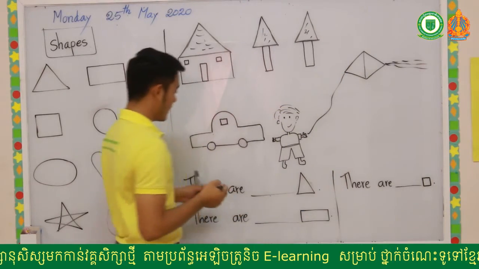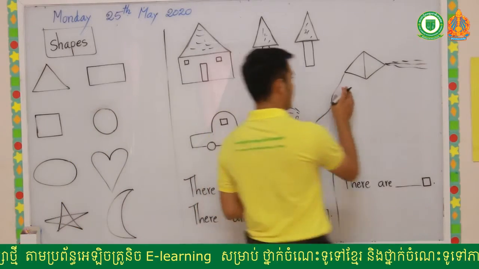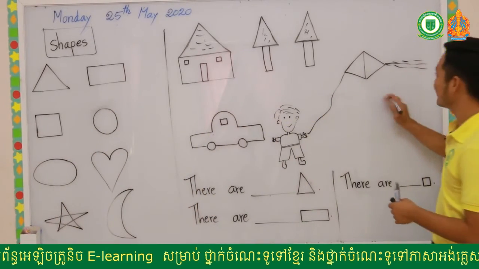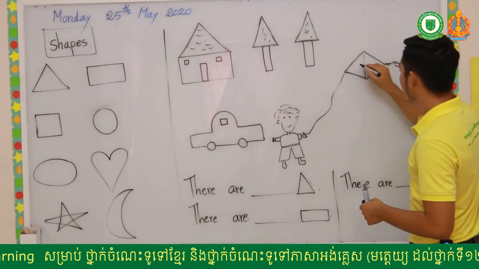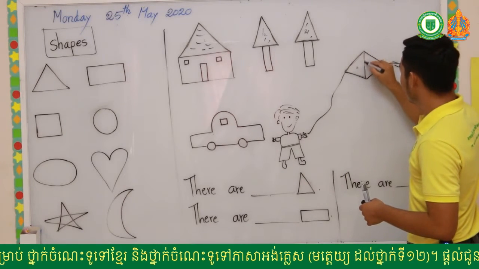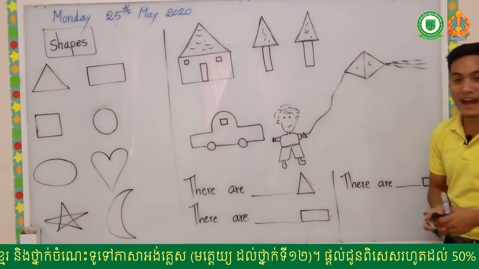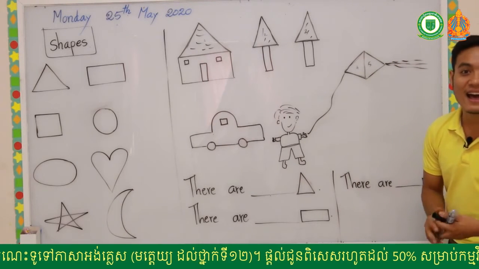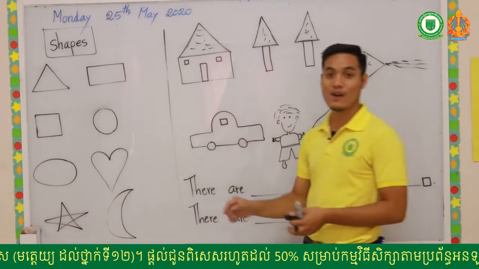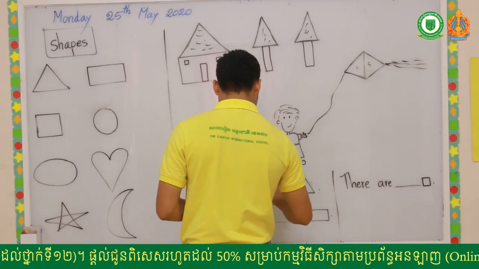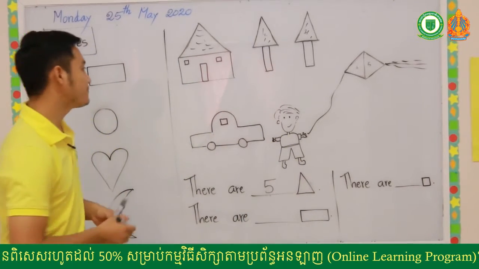After number two, you put number three. Can you find a triangle here? No. Can you find a triangle in the kite? Yes. Here. Four. And one more here is five. So the answer is there are five triangles. And over here you put number five. Do you understand? Yes. Good.